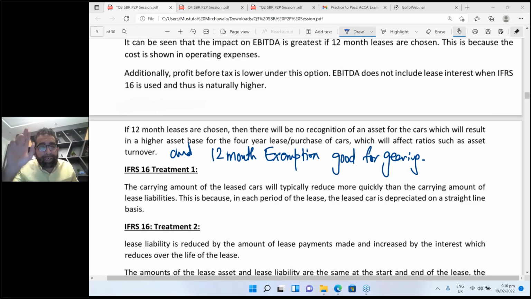In options number 1 and 2, you will have a higher amount of assets, because in options number 1 and 2 you were recognizing assets. So definitely it will impact your asset turnover adversely. I just taught you this, remember. And then the 12-month exemption is good for gearing.